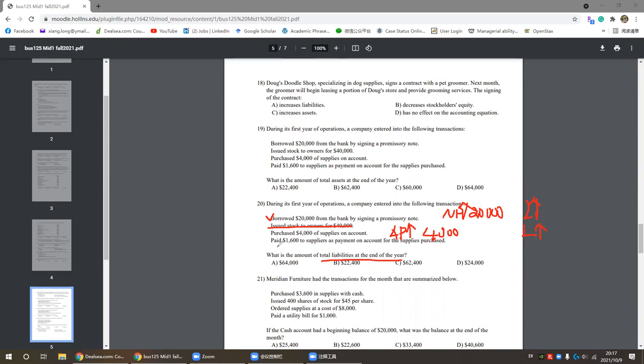And in the last transaction, we pay 1,600 of the supply we bought right here. So our accounts payable will be decreased by 1,600. So our liability will be decreased.